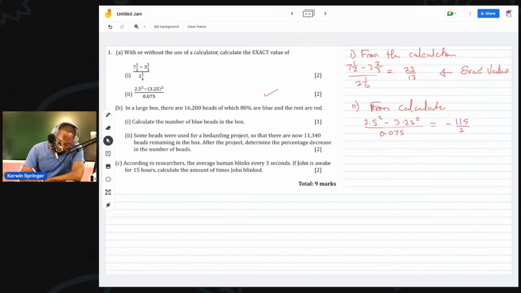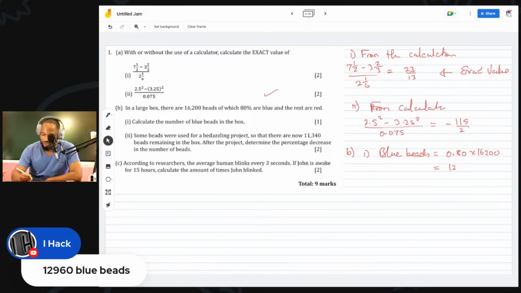Part B. In a large box, there are 16,200 beads, of which 80% are blue and the rest are red. Calculate the number of blue beads. So blue beads is going to be 80%, which is 0.80, multiplied by 16,200, which is 12,960 blue beads.